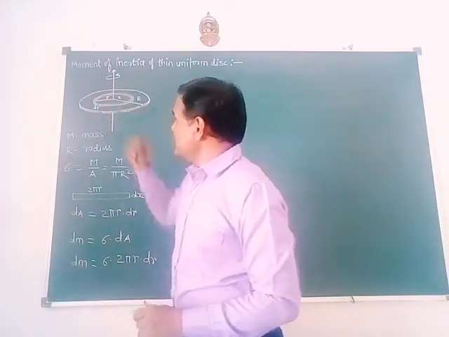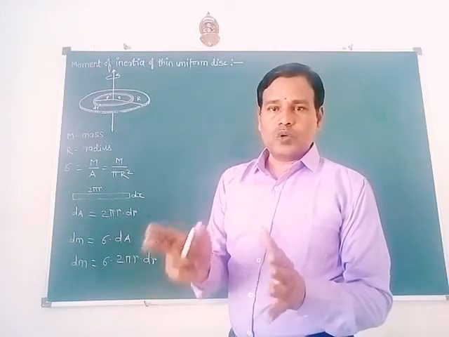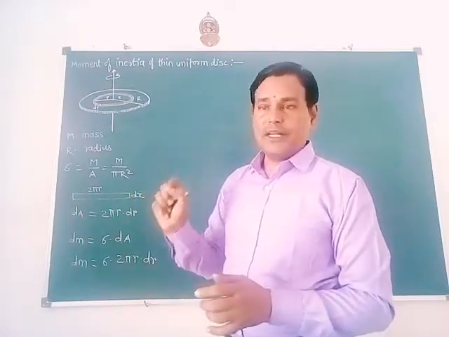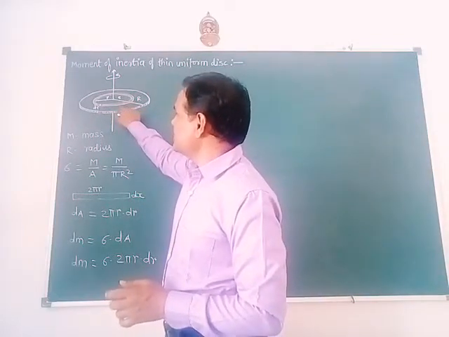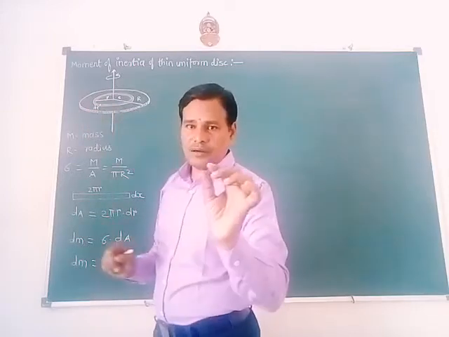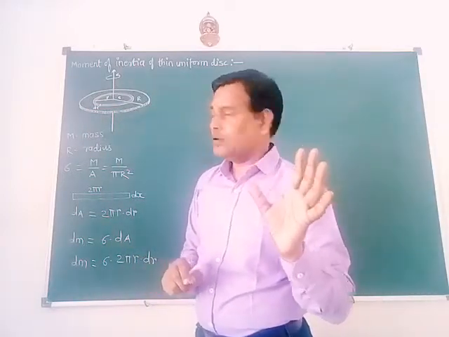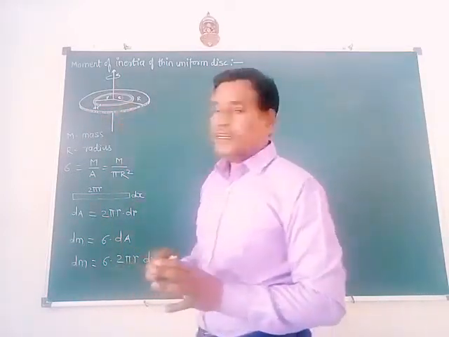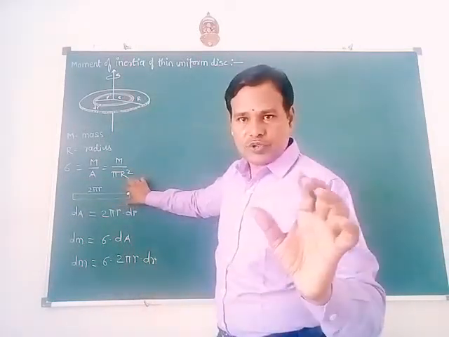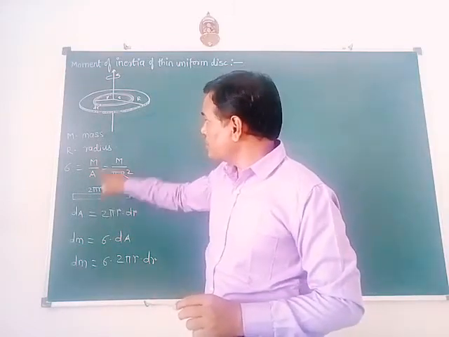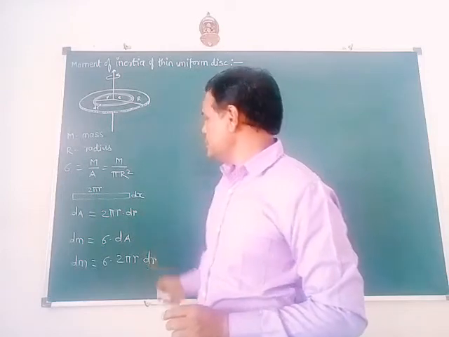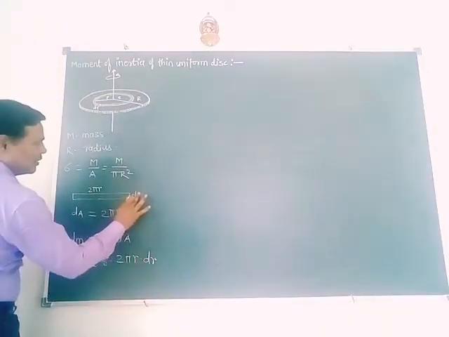Consider this disk consists of a number of concentric rings. One such element ring is considered here, whose radius is small r and dr is the thickness of the ring. If we cut this element ring, we will find its shape like a strip, having length equal to the circumference of that circle, which is 2 pi r, and thickness dr.